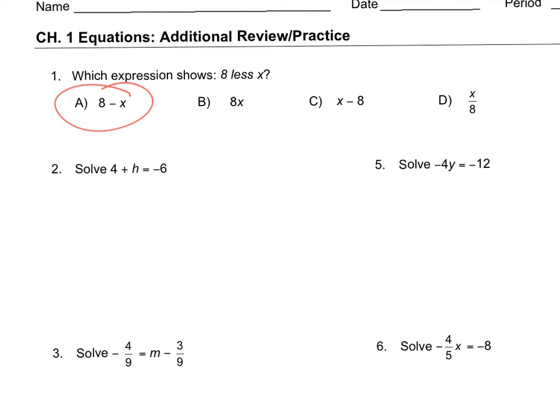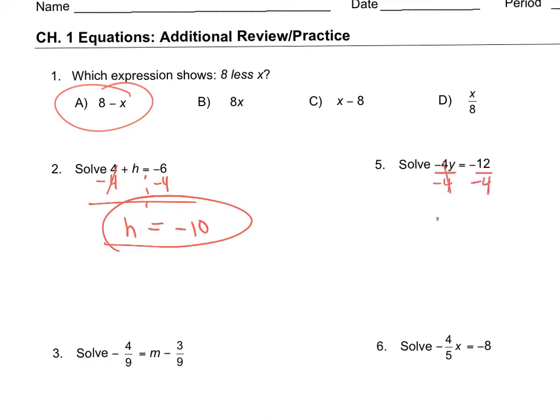Number 2, one-step equation. You're going to subtract 4, and you should get that h is equal to, and be careful with this because this is negative 6 minus 4, which is negative 10. Number 5, in order to get y by itself, you're going to divide by negative 4 on both sides. Y is going to be a negative divided by a negative, which is a positive 3.